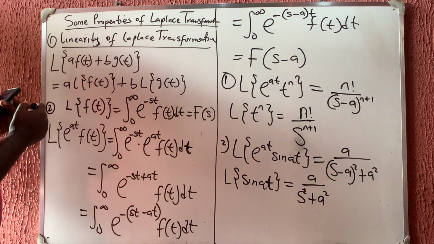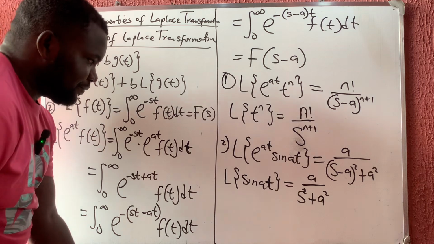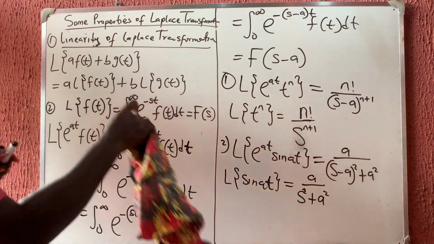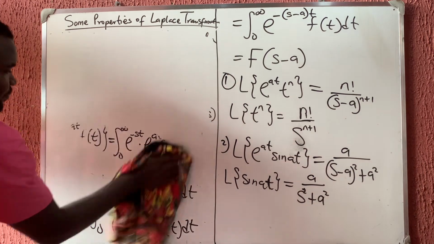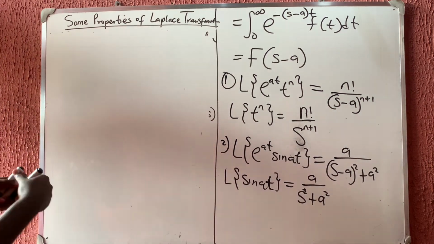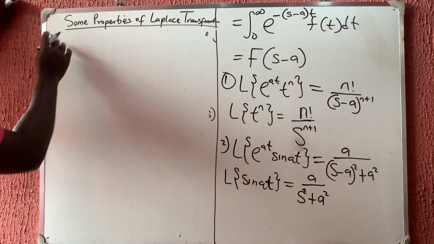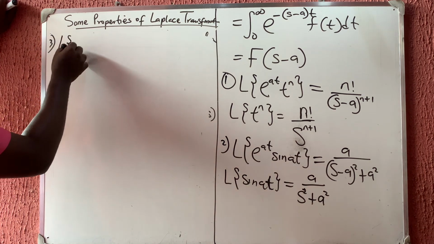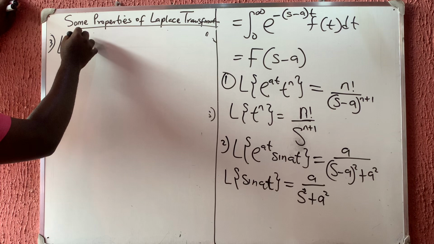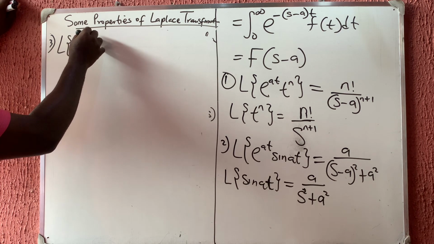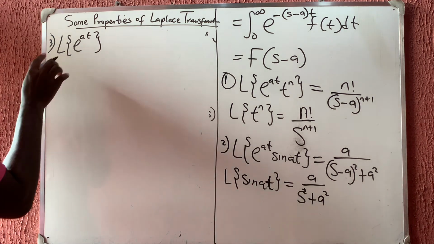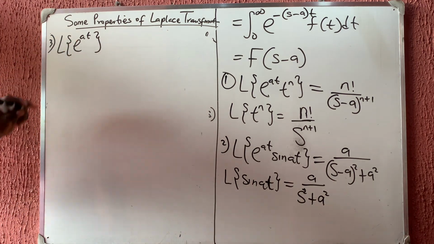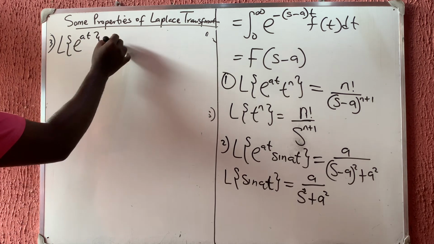Now let's go to the next one. Number 3. If we now have the Laplace transformation of e raised to power at by only e raised to power at, you know that it's saying the Laplace transformation of e raised to power at should give us what? Now let's see what it's going to give us.